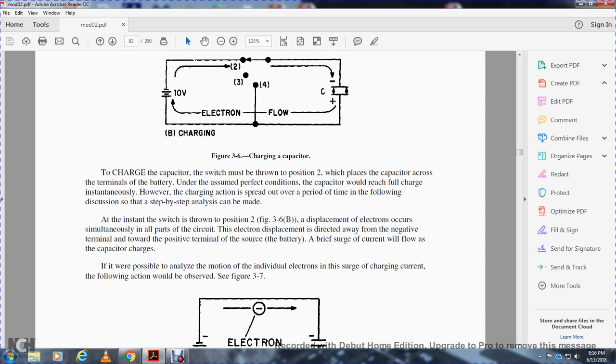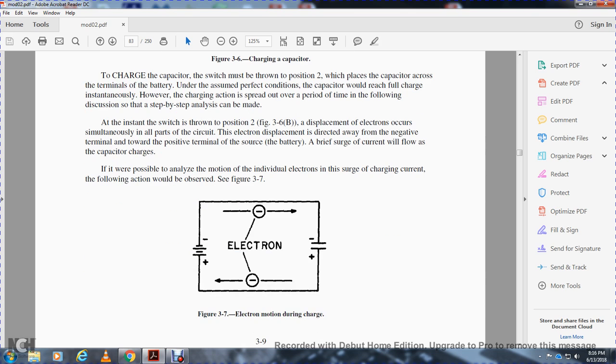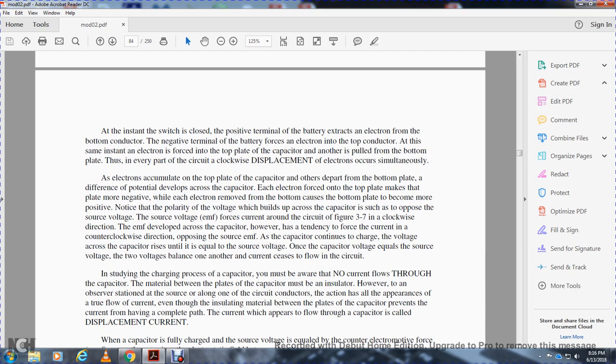A brief surge of current will flow while the capacitor charges. The motion of the individual electrons during the surge of charging current is shown in Figure 3-7, electron motion during charge. At the instant the switch is closed, the positive terminal of the battery extracts an electron from the bottom conductor, the negative terminal forces an electron onto the top conductor, and an electron is forced onto the top plate of the capacitor while another is pulled from the bottom plate. Every part of the circuit experiences clockwise electron displacement simultaneously.